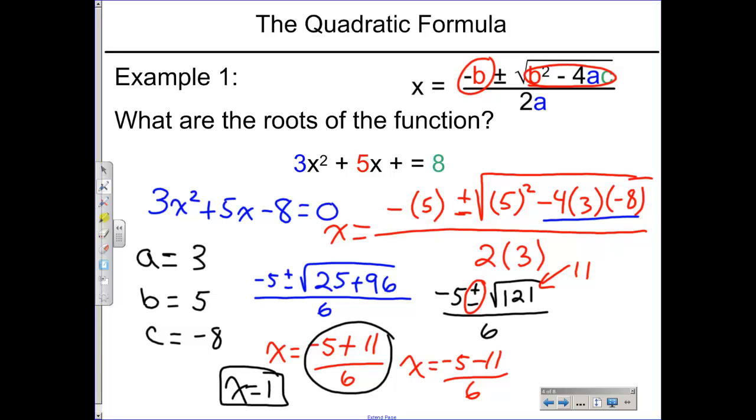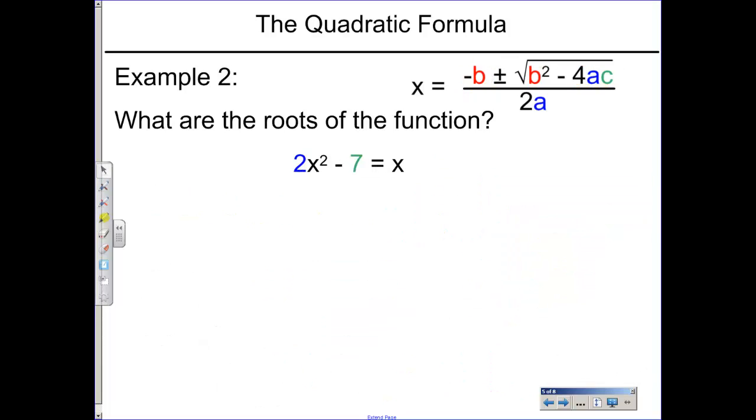And you're going to take your negative 16 into the calculator and divide it by 6, and we'll see that this x is going to be approximately, and we're going to use this symbol for approximately, equal to negative 2.67, and that becomes our other root. So we have 2 solutions, one positive, one negative, and one of them is an approximation because I had to round the answer. Example 2, what are the roots of the function?